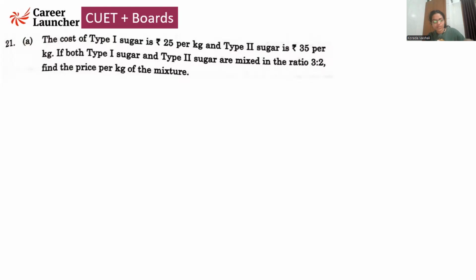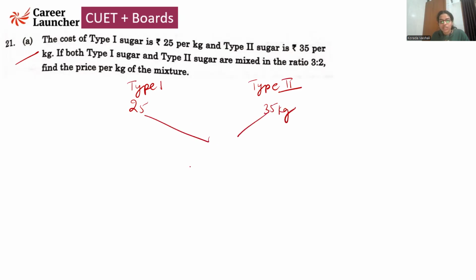Now coming to the next section, which is section B, question 21: the cost of type 1 sugar is 25. So I'm just writing this down as type 1 and type 2. Type 1 is 25 per kg and type 2 is 35 rupees per kg. So we don't know the price of the resultant mixture, but we know in which ratio we are mixing it. So the ratio is 3:2. So what is the price of the mixture?